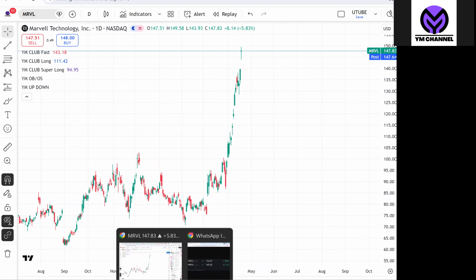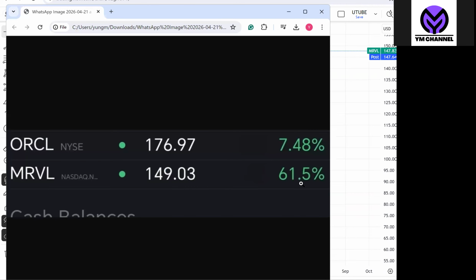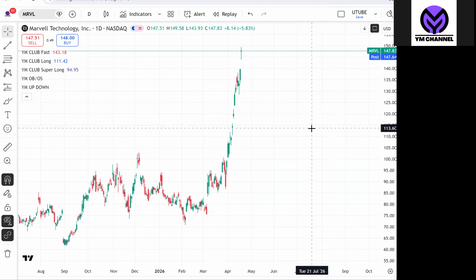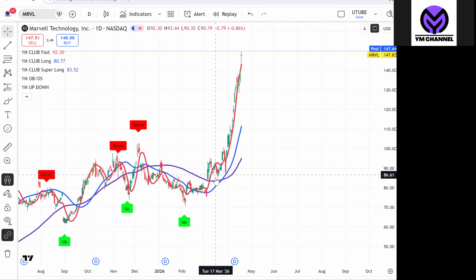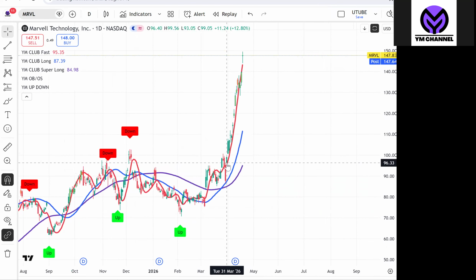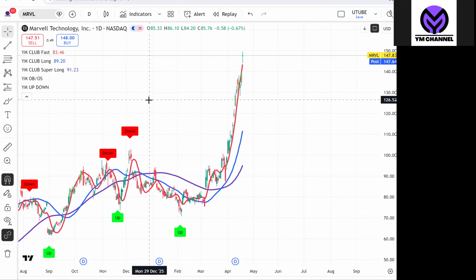Basically, I'm making 61.5% with MRVL. And this trade, I'm not holding for more than 1 month. I'm going to tell you how to trade this stock. I bought very recently, on the same day I posted a video on MRVL, so you can watch that video again. Back to the point, how to sell.